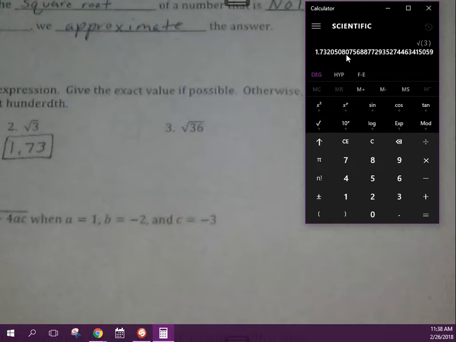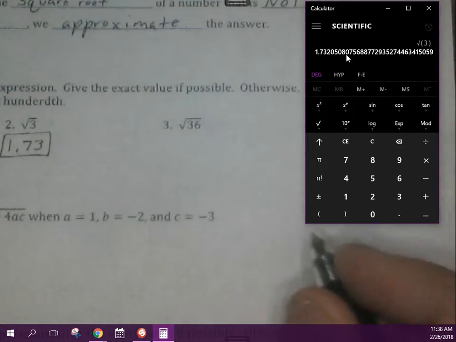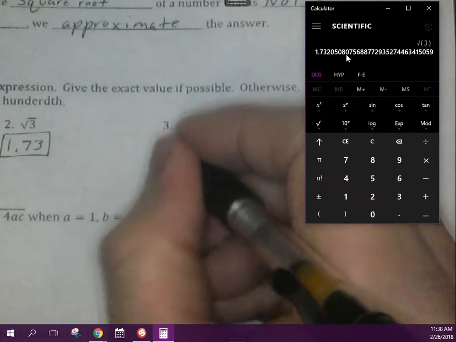For number 3, the square root of 36. This is one that we have up above. We know the square root of 36 is 6.